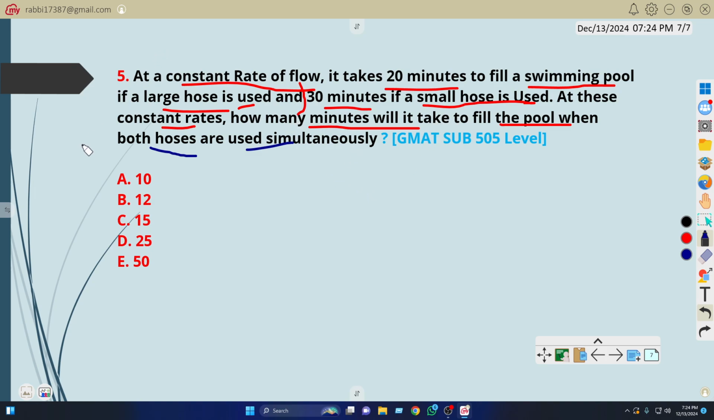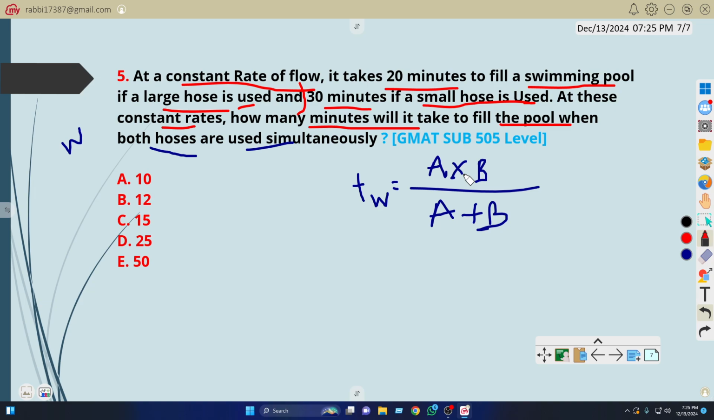So that is work done math, types of work. We need to know a formula, T of W, it means time of work done, which is equal to A into B divided by A plus B. So with this formula we can solve the math the easy way.